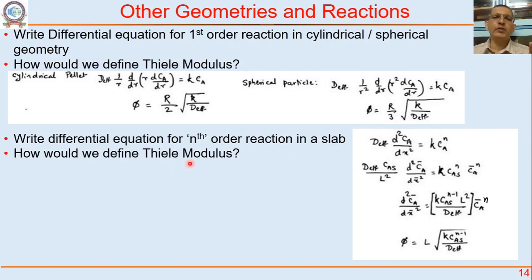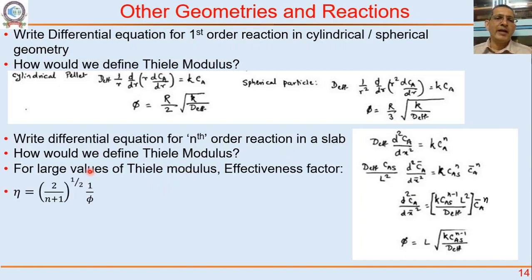I'm just going to give you the result. We are not going to derive it. For large values of Thiele modulus, the effectiveness factor eta would be (2/(n+1))^(1/2) times 1/phi. Phi is defined from here. So this is how we would use effectiveness factor for nth order reaction.